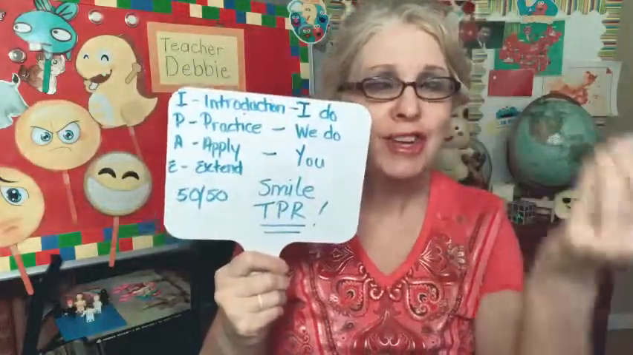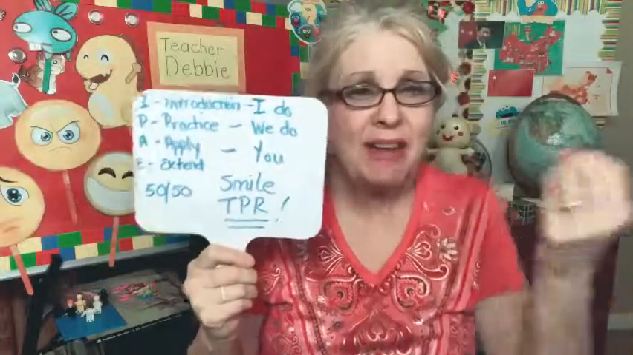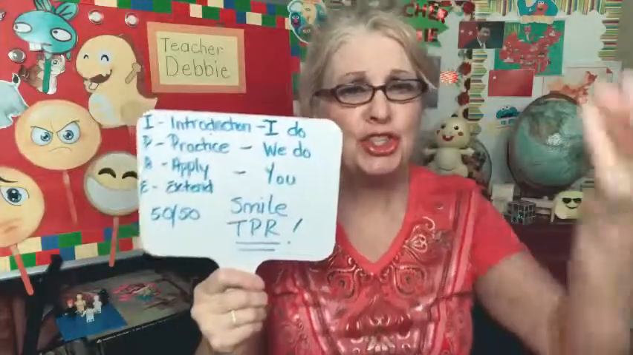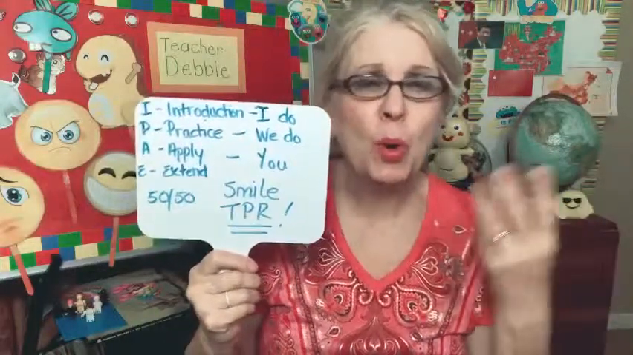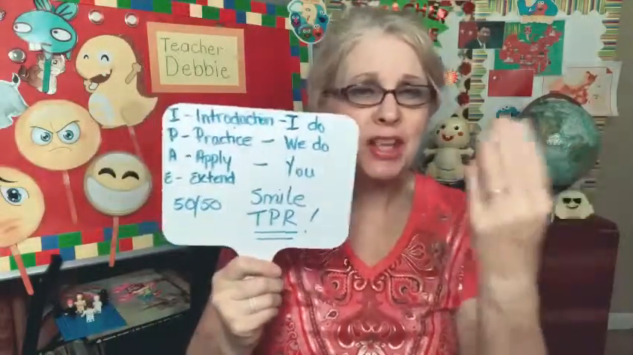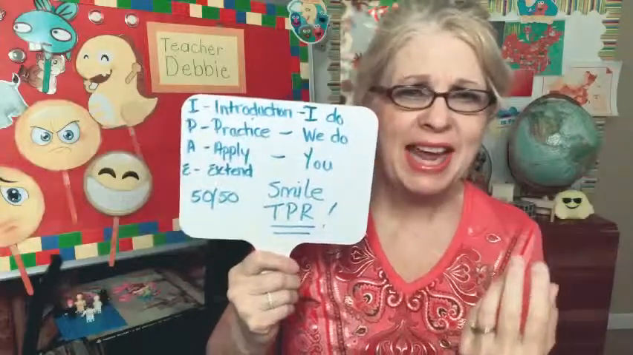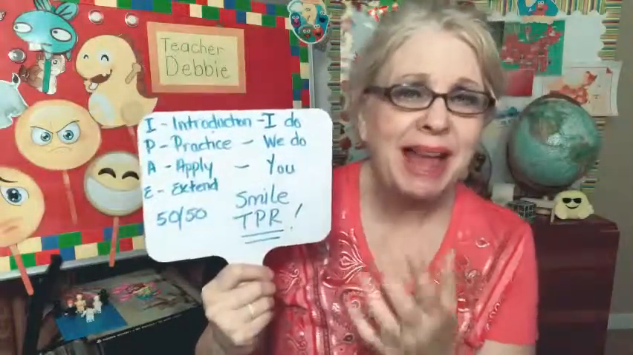The P is your practice. That's where the child and you are doing it on a more equal basis. You're asking them questions, they're responding. They may even ask you the question as they get a little more advanced, and you respond. So it's more of the give and take. And then the A is applied knowledge.